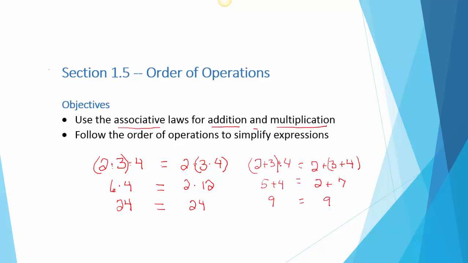So notice that as long as they're all addition, I can add them in any order and I'll get the same answer. So as long as all the operations are multiplication, I can multiply them in any order and I'll get the same answer. That's what those associative laws of addition and multiplication tell you.